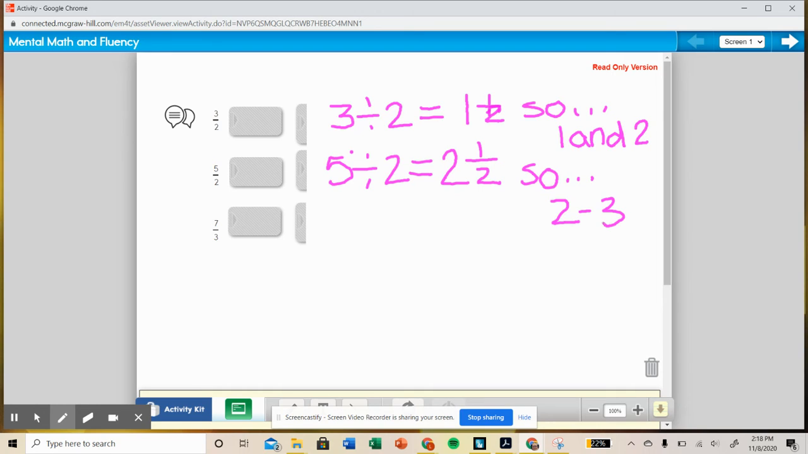Let's take a look at the last one on this screen. We have 7/3. 7 divided by 3. So I know 2 times 3 is 6. So my whole number is going to be 2. And I have 1 left over. So 2 and 1/3. So for this one, it's going to be again between 2 and 3. How'd you do? Let's take a look at the next screen and do a little bit more practice.